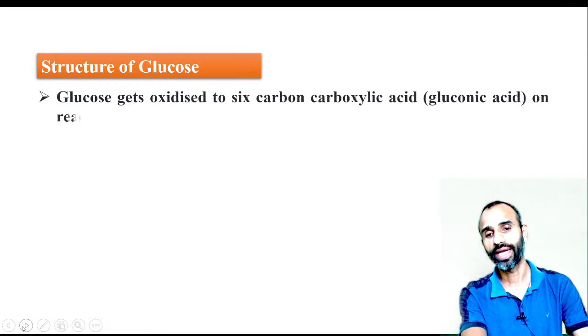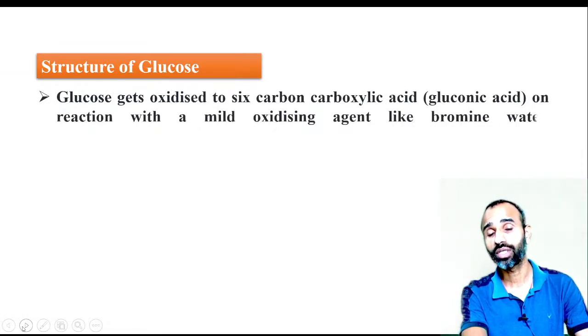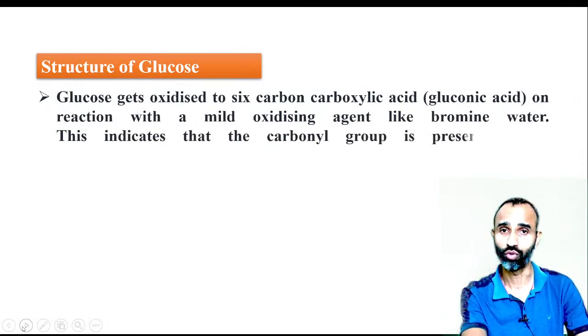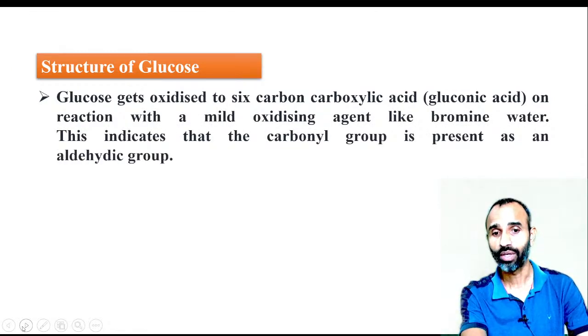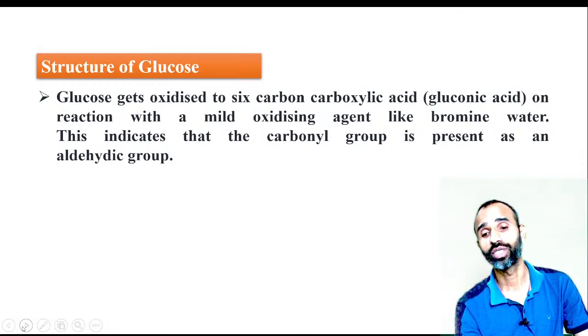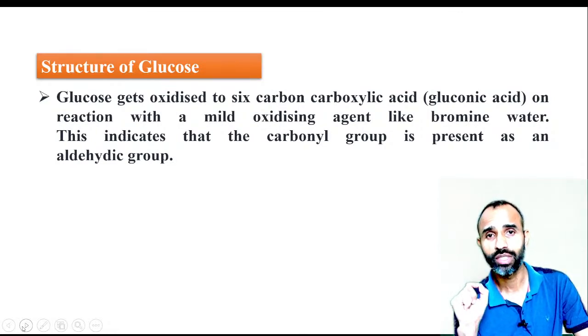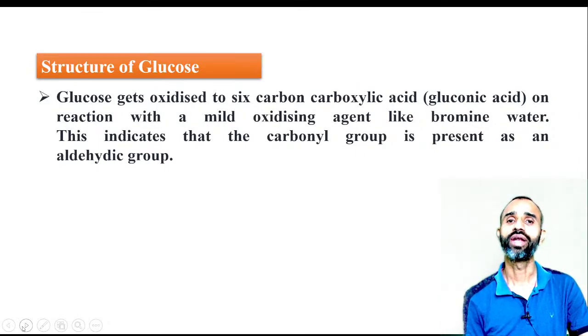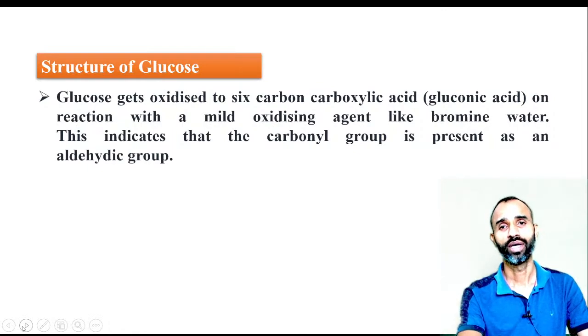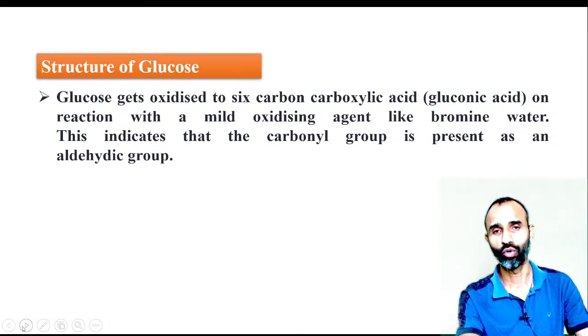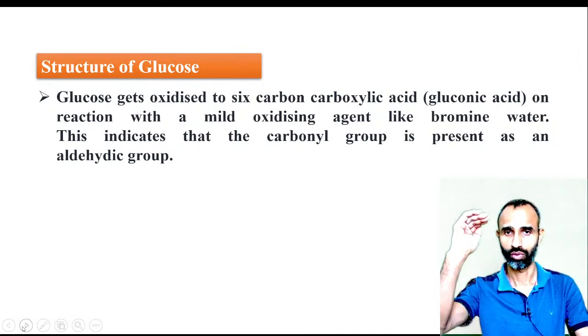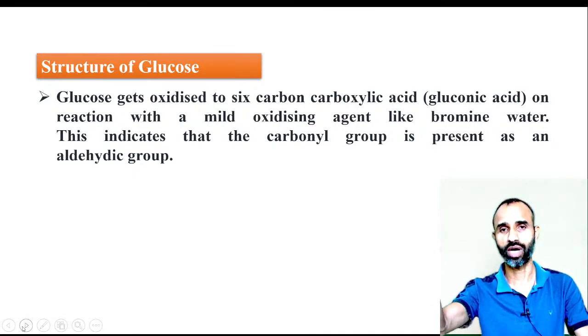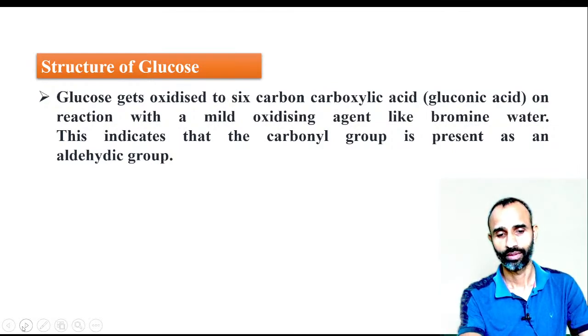Glucose gets oxidized to a 6 carbon carboxylic acid, gluconic acid, when we treat it with a mild oxidizing agent like bromine water. It indicates that the carbonyl group is aldehydic. It has an aldehyde group rather than another carbonyl group, meaning ketone. It has a CO group on the first carbon, that is CHO, meaning aldehyde.